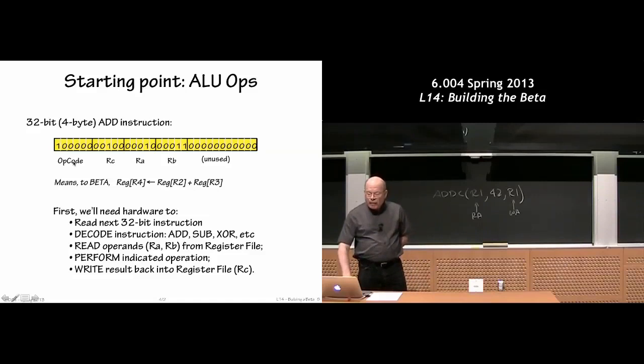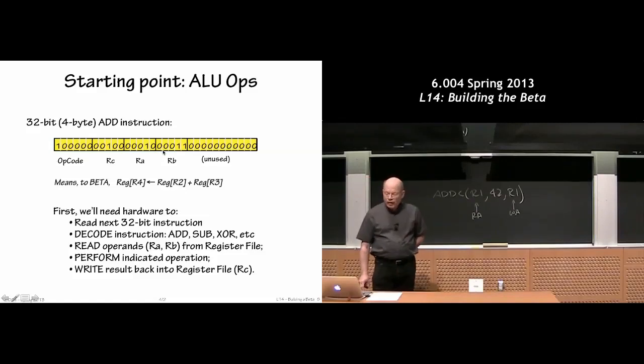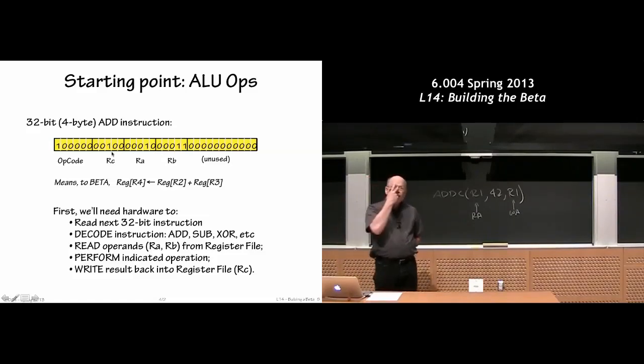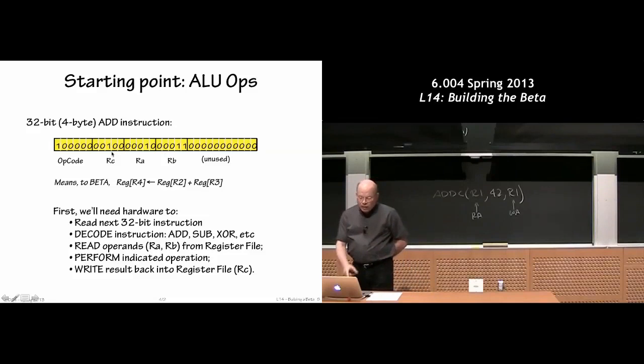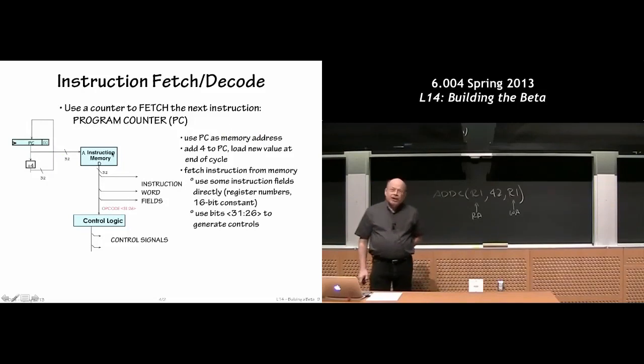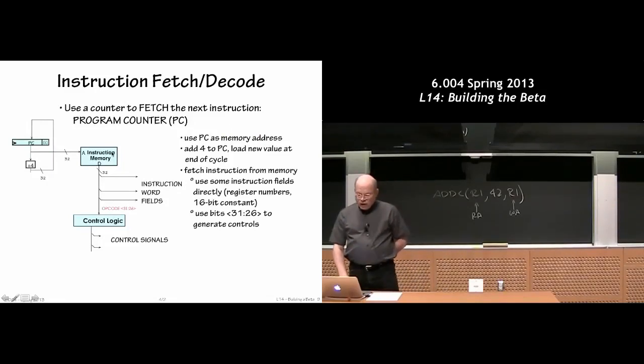We'll need to look at the opcode bits to figure out what to do. We'll need to be able to read a couple operands from the register file. In this case, we'll need to be able to read R2 and R3. Those are the 2 and 3 here, indicating which register we want to read. We'll need to be able to do an add. And then finally, we need to write the result back into the register file at register 4. So we need basically the hardware to do all of that. Let's start with figuring how we're going to do instruction fetch.